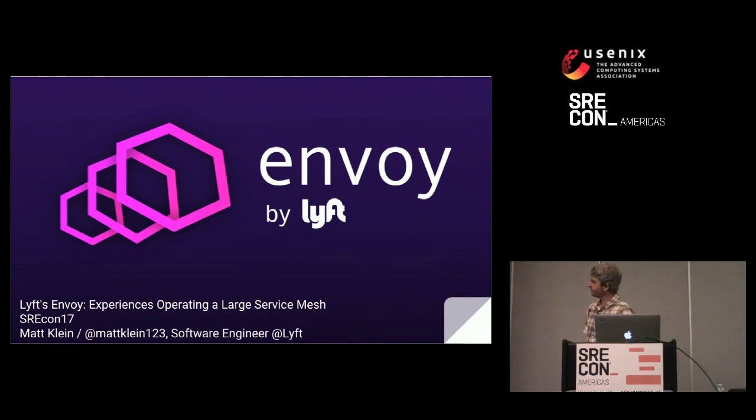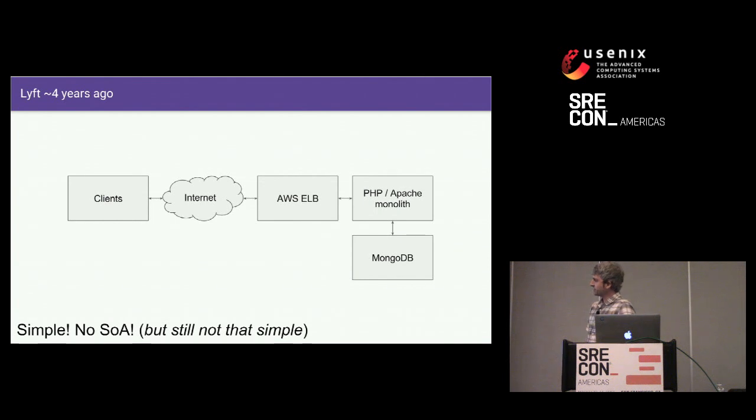Thanks, everyone. So let's start with a little bit of history. This is Lyft from about 4 years ago. And as you can see, this is our, quote, simple service-oriented architecture. We've got some clients, we've got the magical internet, we've got an Amazon Elastic Load Balancer, we've got a PHP Apache monolith, and we're talking to MongoDB. This is about as simple as it gets.